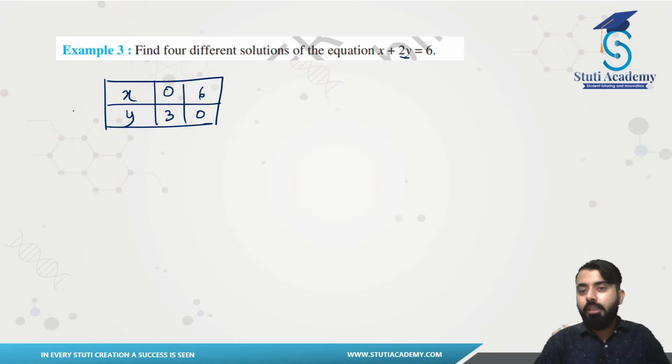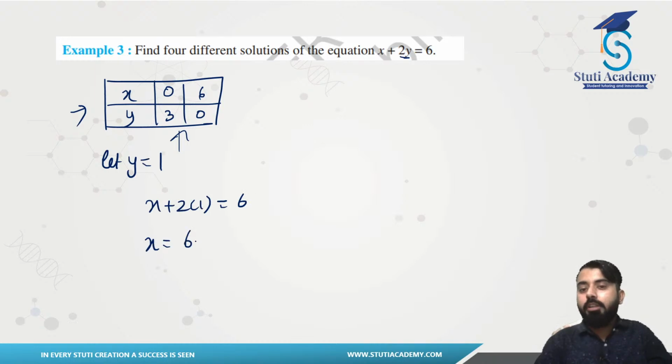These are the solutions. Later we are going to study them and plot them. We have to find out 4 solutions, and we had 2. Now let's move forward. Let y equal 1. So x plus 2 into 1 equals 6. x will be 6 minus 2, so x will be 4.